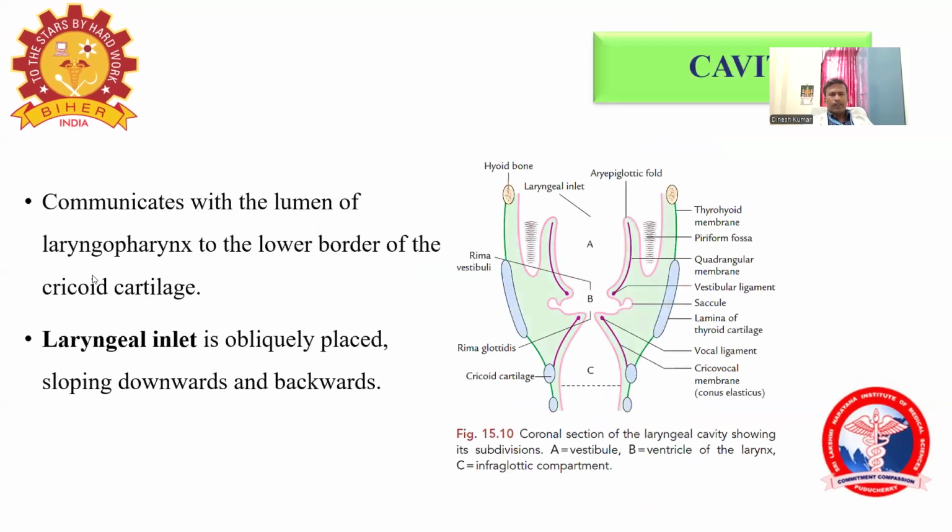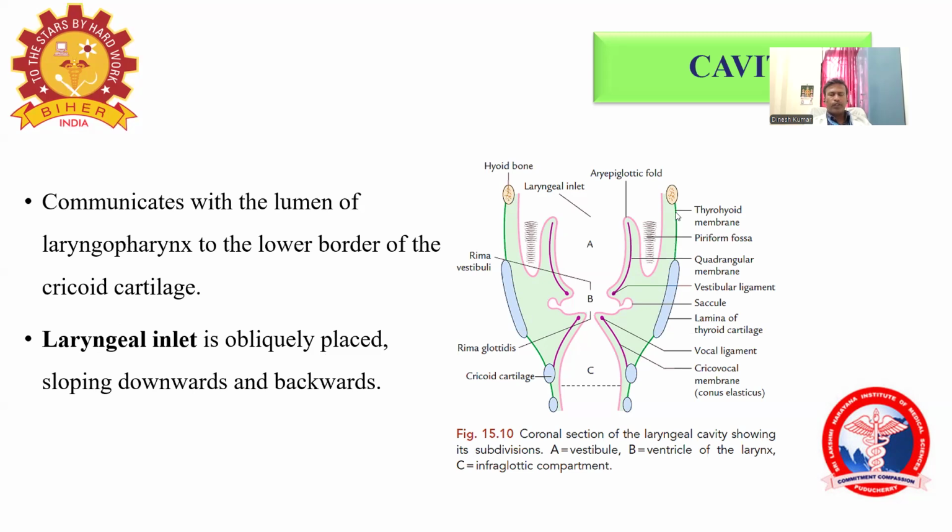Next, the communication of the larynx. You can see the communication is very, very important. The lumen of the laryngopharynx extends to the lower border of the cricoid cartilage. The laryngeal inlet is obliquely placed, sloping downwards and backwards. So see here, these are the structures of the hyoid bone. The hyoid bone, you can see here, this is the hyoid bone.